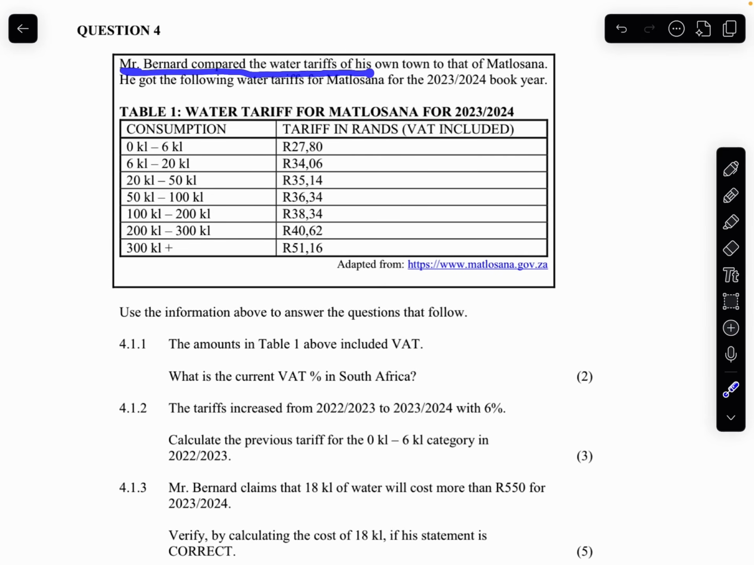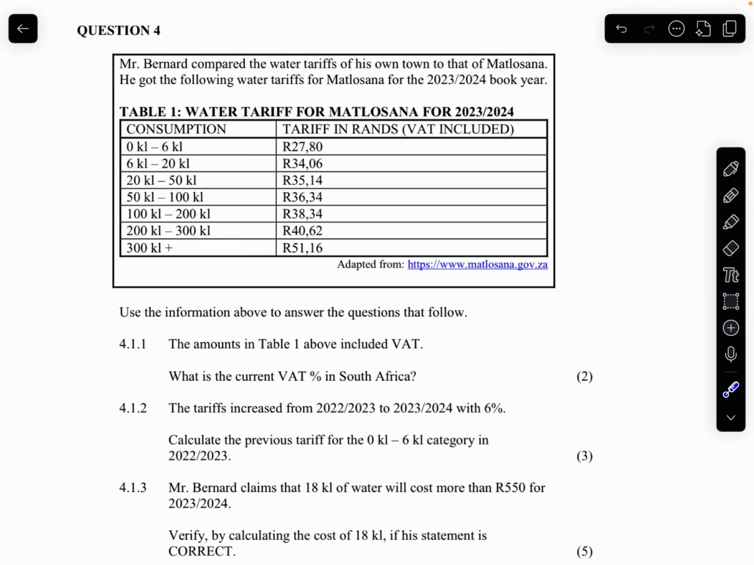Mr. Bernard compared the water tariff of his own town to Matlosana. He got the following water tariff for Matlosana for the 2023/2024 book year. Guys, this table is the water tariff for Matlosana in 2023-2024. This is the consumption in kiloliters, and this is the tariff, the rate in rands. The VAT is included. These amounts have VAT already.